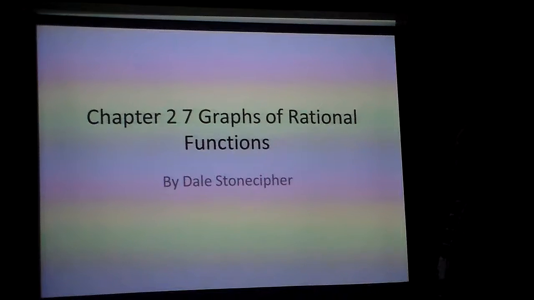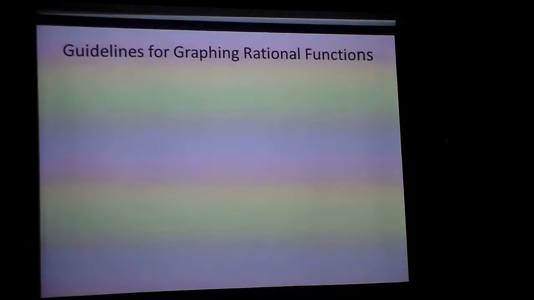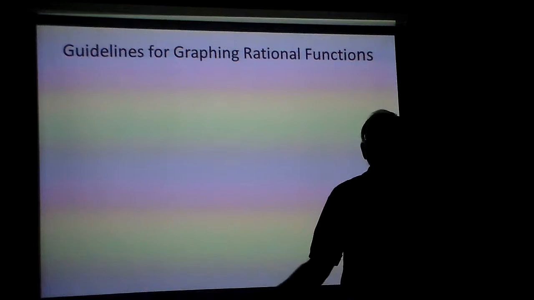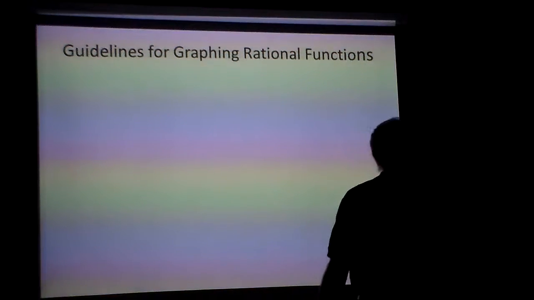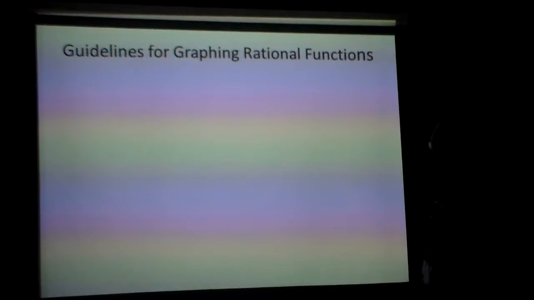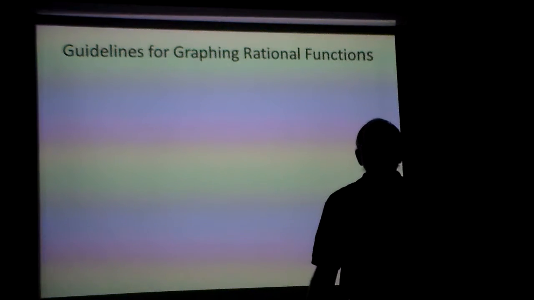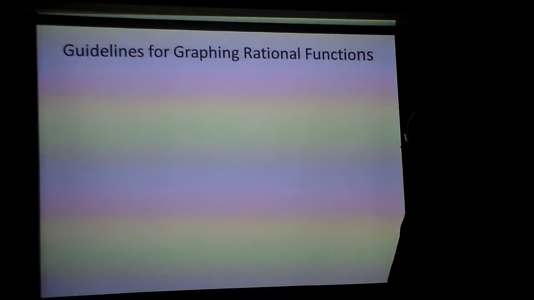This is chapter 2.7, graphs of rational functions. So what are rational functions? Well, don't forget, rational functions are those that have a variable in the denominator. But there are some guidelines for graphing rational functions that we need to know first.